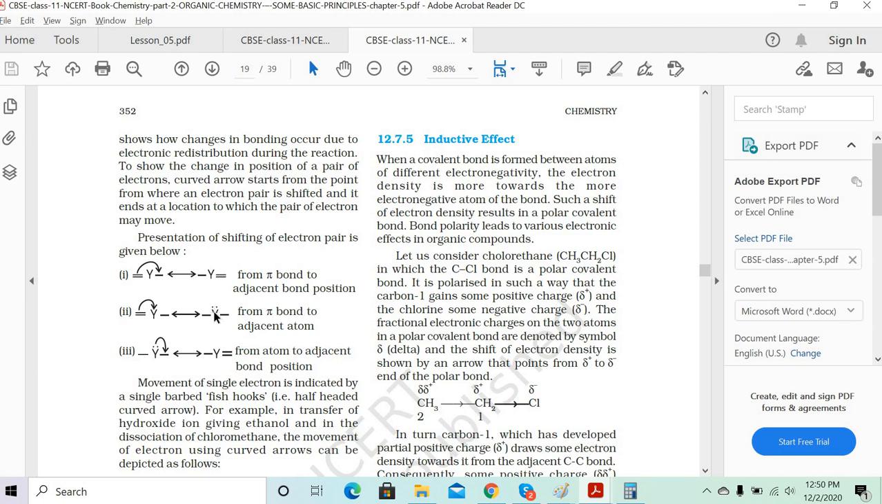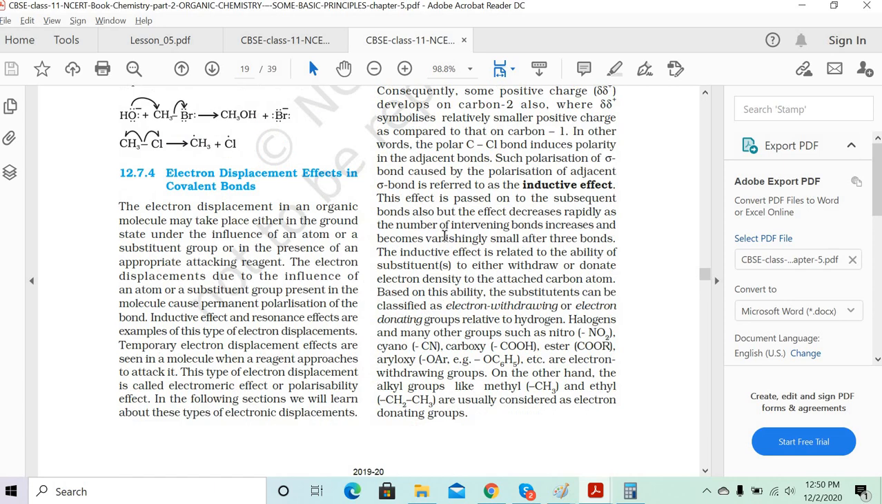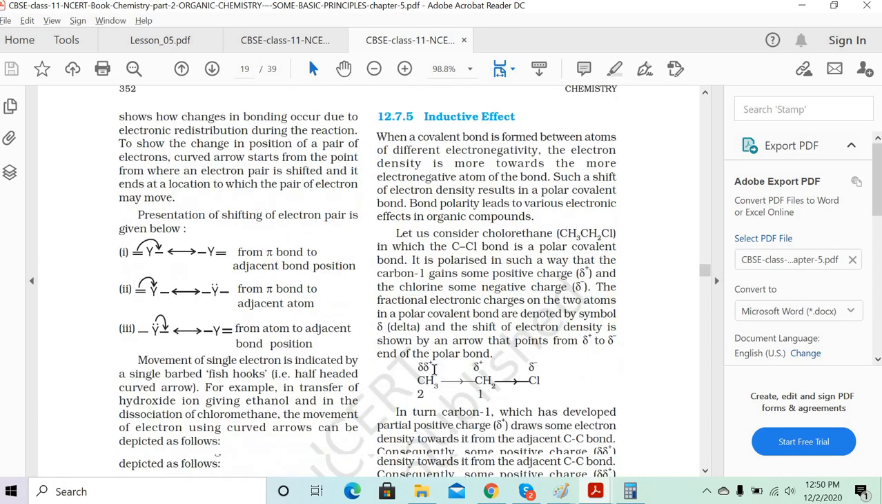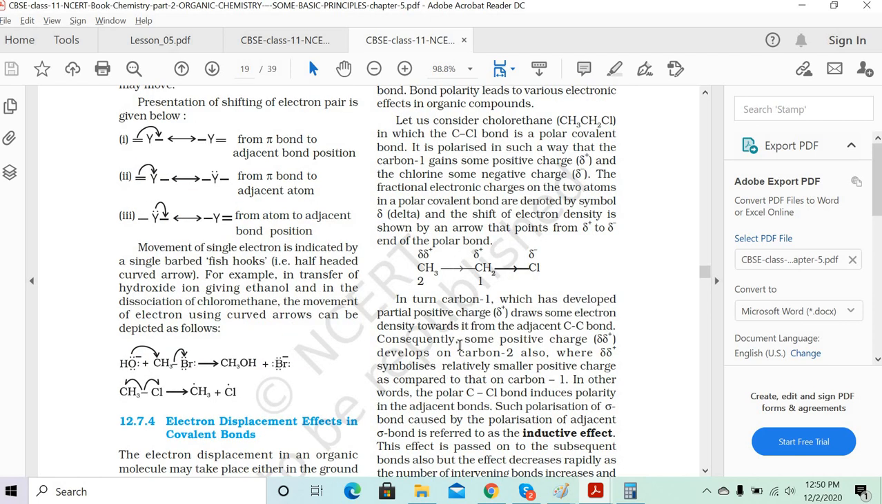Okay, let's go to the inductive effect. Now, how will the inductive effect happen? Let's draw the figure first: CH3, CH2, Cl. One degree, two degree, we'll try to understand the carbocation. But first read out this paragraph before the equation, then I will tell you. CH3, CH2, Cl. Write double delta negative, double delta positive, one delta positive, and then one delta negative. Try it out, write this part, then we'll try to understand.